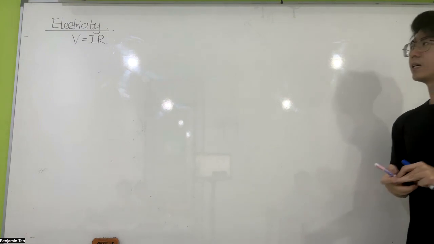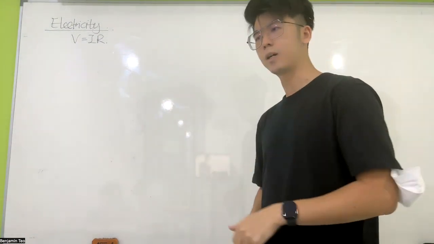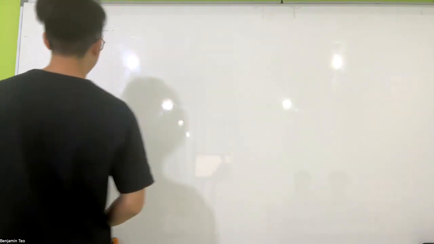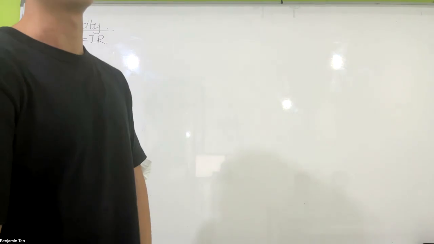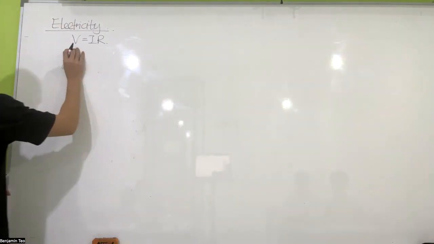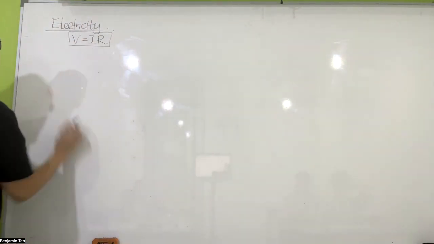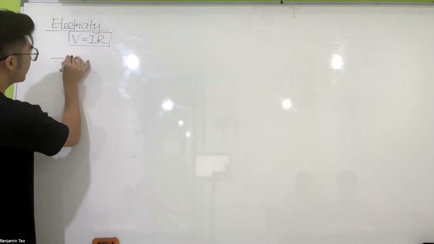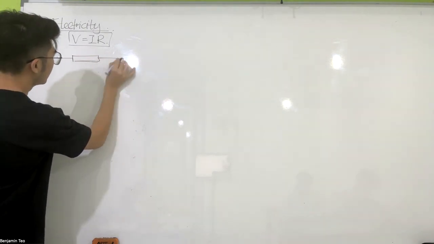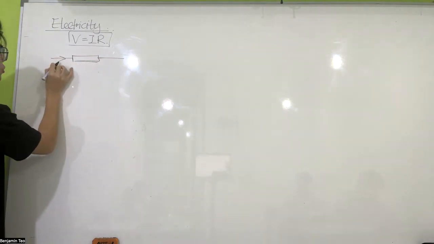So electricity and magnets, which we'll cover after electricity, is a topic that every year definitely will come up in SPM. Now, first thing, you need to know the formula V = IR. So let's say I give you a resistor, and then there's current going through.